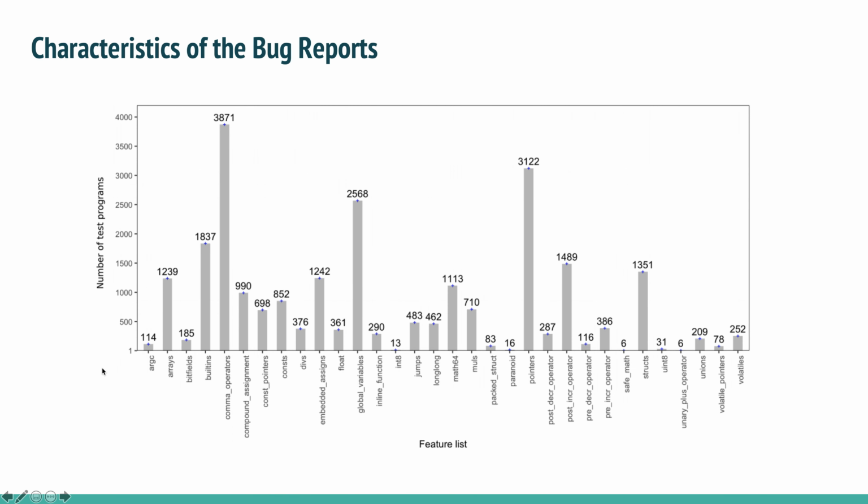This figure represents the characteristics of the bug reports. Here the x-axis is the feature list and the y-axis is the number of test programs. Each bar shows the number of test programs in the test suite for its feature. It shows that the distribution of test features in failing test programs is not uniform. Features such as comma operator, global variable, and pointers occurred more frequently than features such as plus operator, shape math, or init. We observed that all 32 configurable test features of Csmith appear in at least 6 failing test programs in the regression test suite.